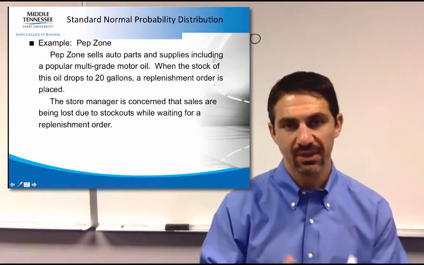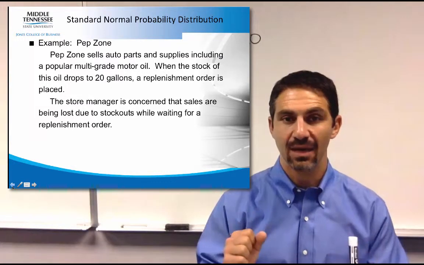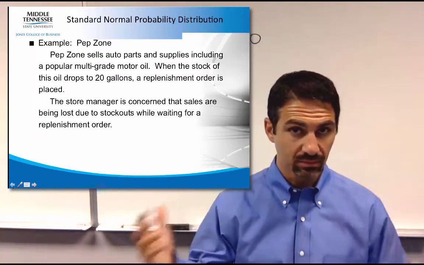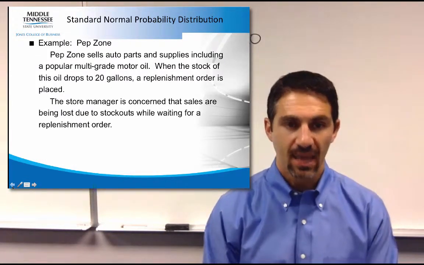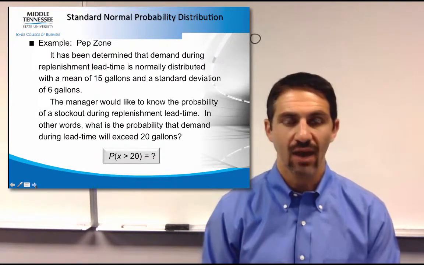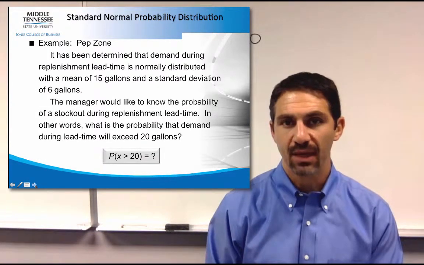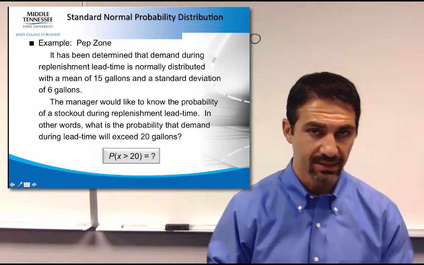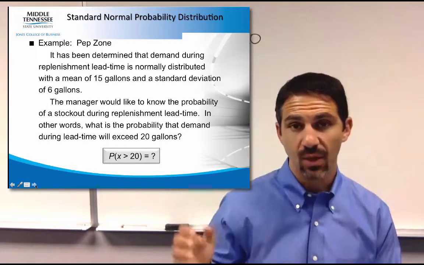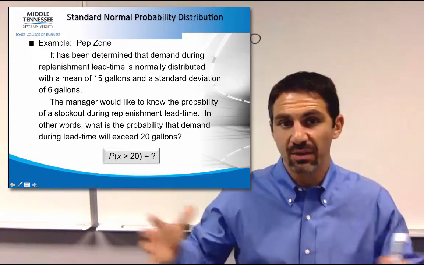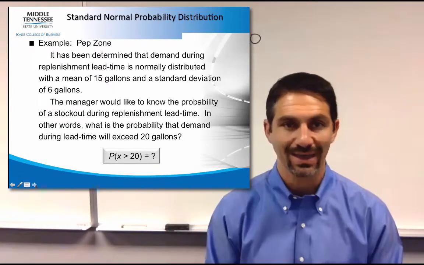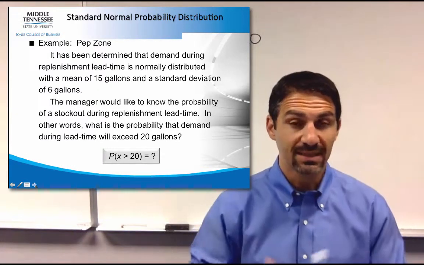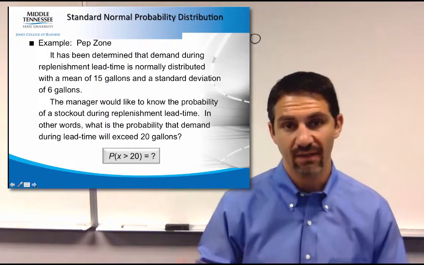So let's take a look at Pepzone here and look at a replenishment amount based on our past performance. What we have found out is that our average demand is 15 gallons with a standard deviation of 6. And we're going to order when we're at 20 because we want to make sure that we have a little bit of a cushion. We don't always want to order exactly at 15 because basically there'll be a lot of times where we actually have a stock out.